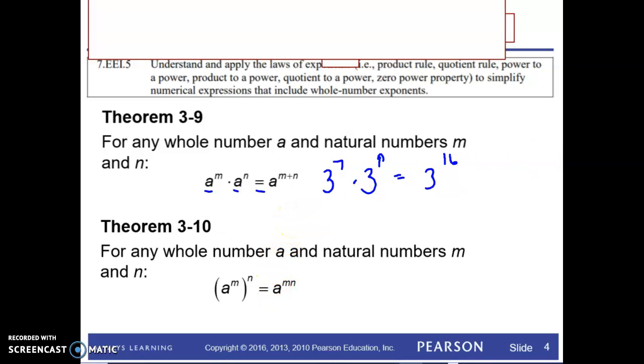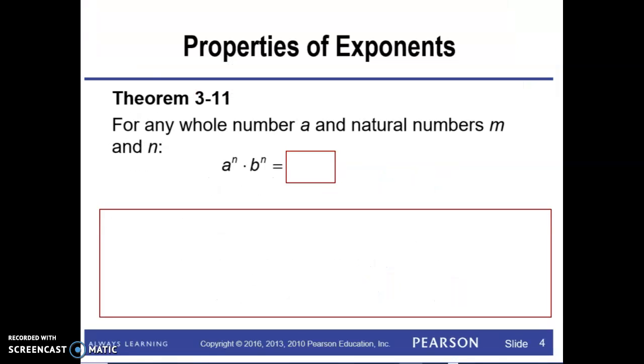So if your student had, let's just use 3 again, 3 to the 7th to the 9th power, I'm going to multiply my exponents together. 7 times 9 is 63, but my base number does not change. It's just that now I have 63 threes that I have to multiply together instead of the original 7 threes that I had. Okay, let's look at Theorem 11.